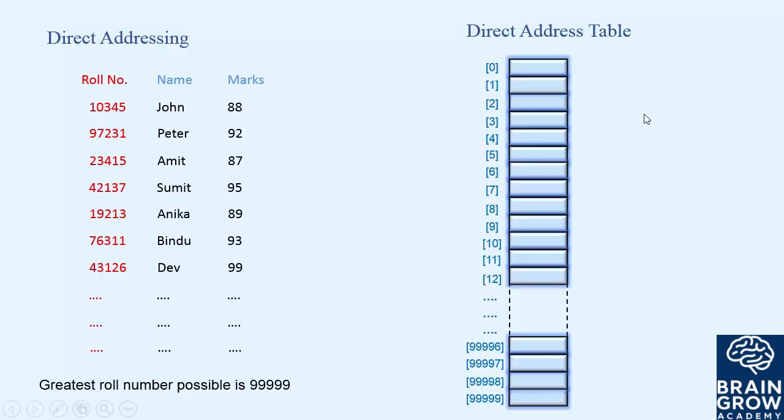So when the set of possible key values is much more than the number of keys, this direct addressing method is not feasible. And in practice, this is generally always the case. So this direct addressing method is rarely used.